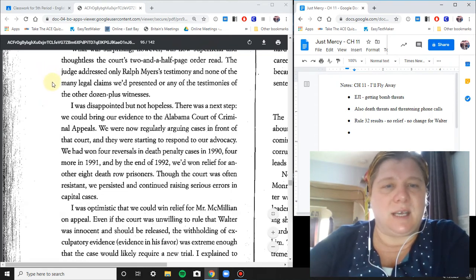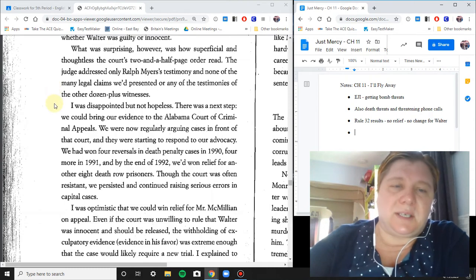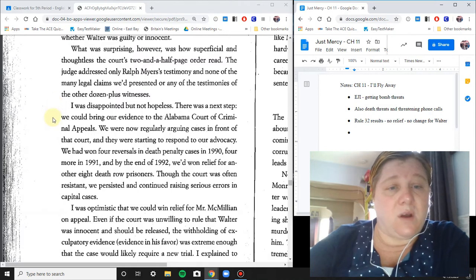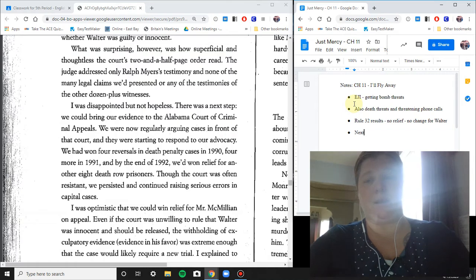The judge addressed only Ralph Meyer's testimony and none of the many legal claims he presented, or any of the testimonies of the other dozen-plus witnesses. I was disappointed, but not hopeless. There was a next step. We could bring our evidence to the Alabama Criminal Court of Appeals.